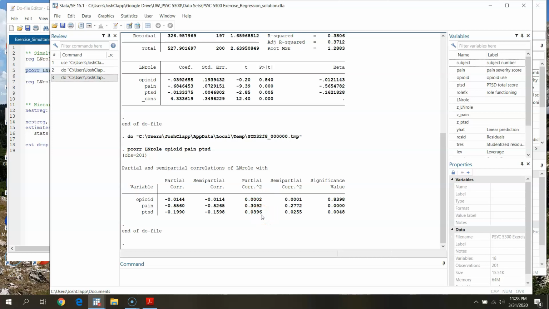So after we section opiate use and PTSD out of the picture, what's left over in terms of variability that's not accounted for, pain accounts for about 31% of that. Same thing with our partial correlation. If we square this for PTSD, we see that PTSD accounts for about 4% of the residual variability in the natural log of role functioning once we control for pain and opiate use. So again, quite a bit smaller proportion of variability attributable to PTSD versus pain within the context of this model.